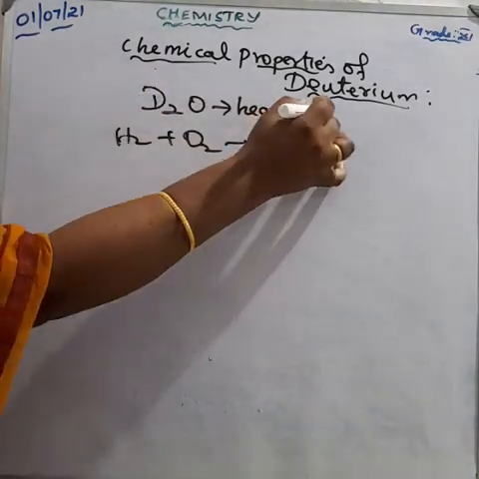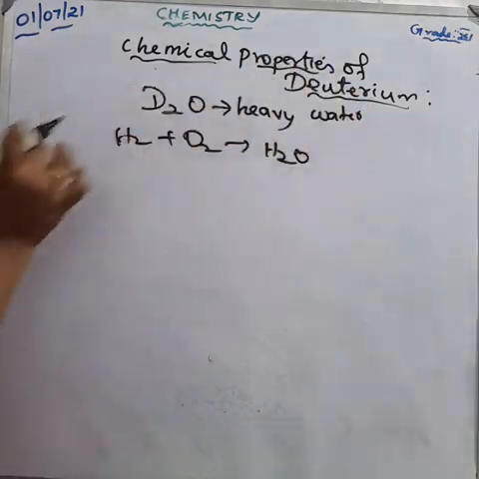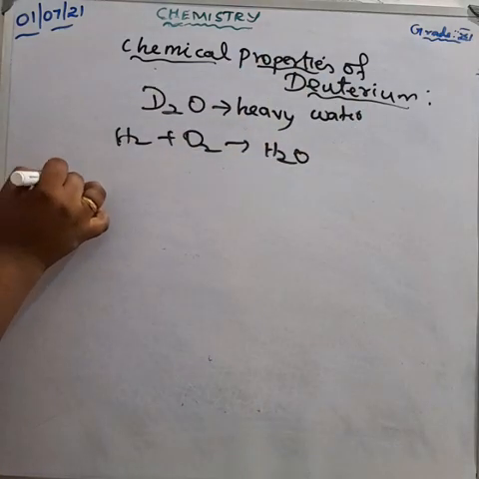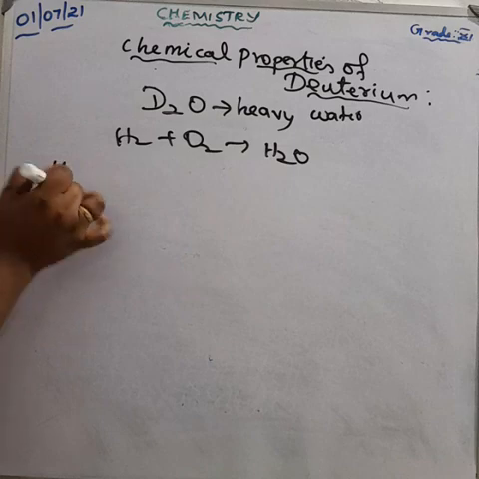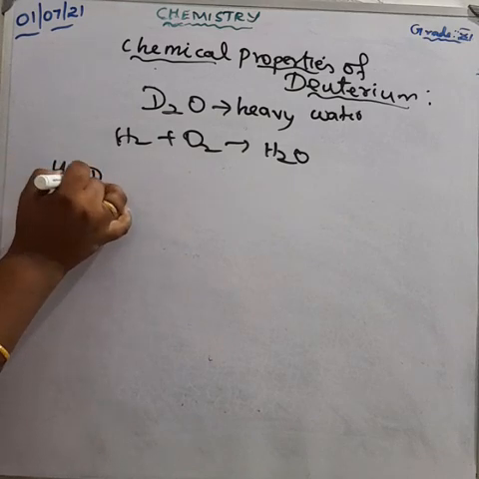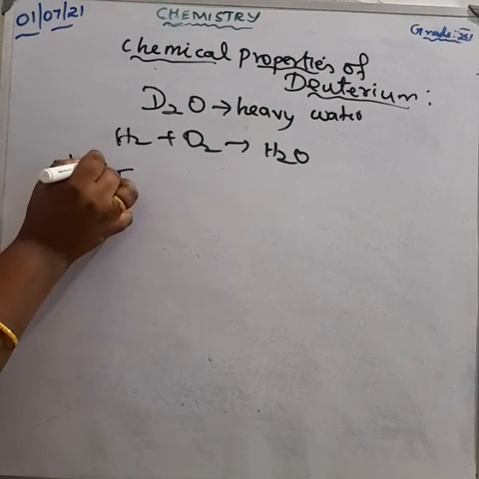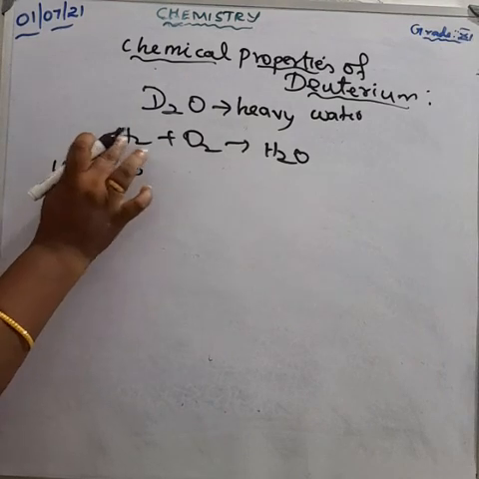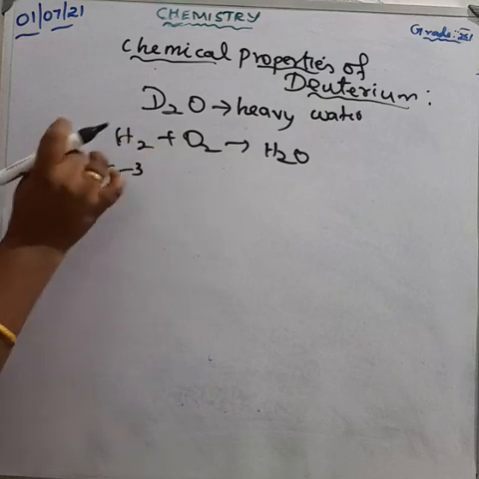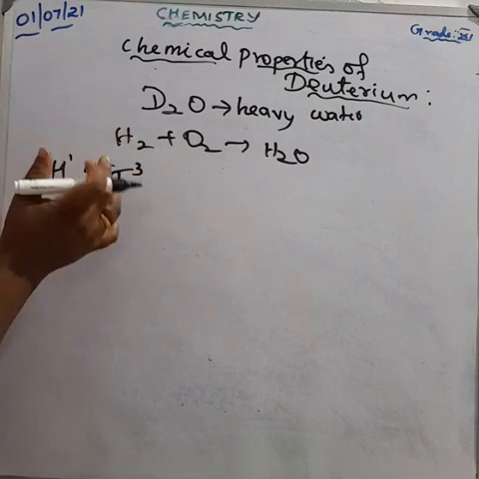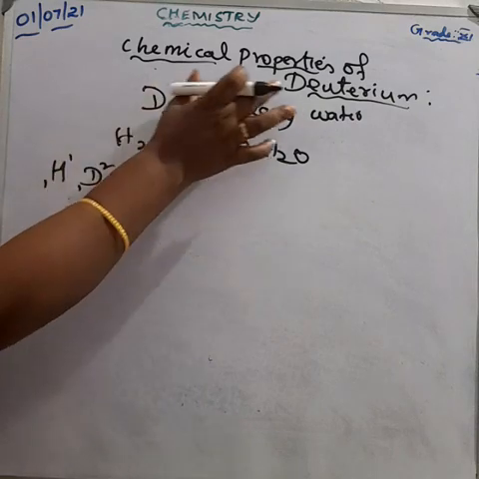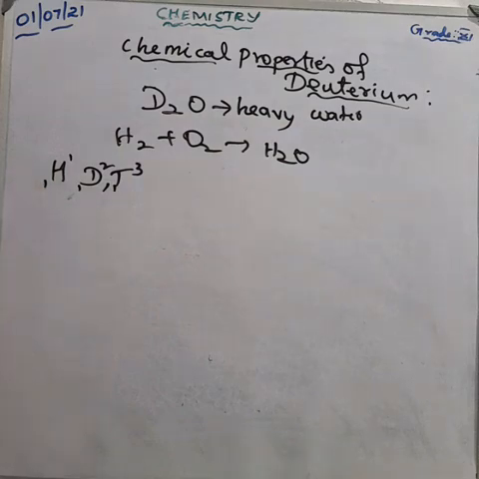Okay, we know the hydrogen atom has isotopes. What are the isotopes of hydrogen? Protium, deuterium and tritium. Okay, protium, deuterium and tritium. Now we are studying the deuterium atom, one of the isotopes of hydrogen.